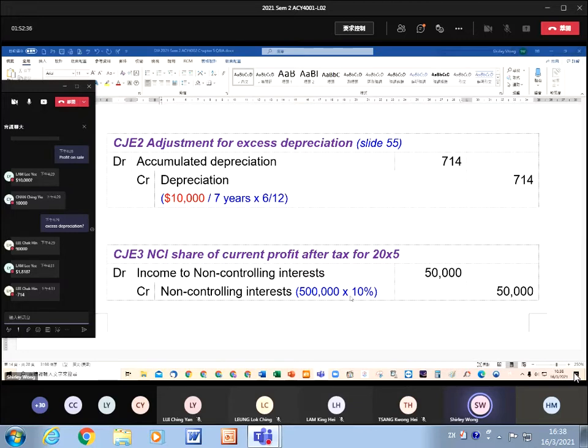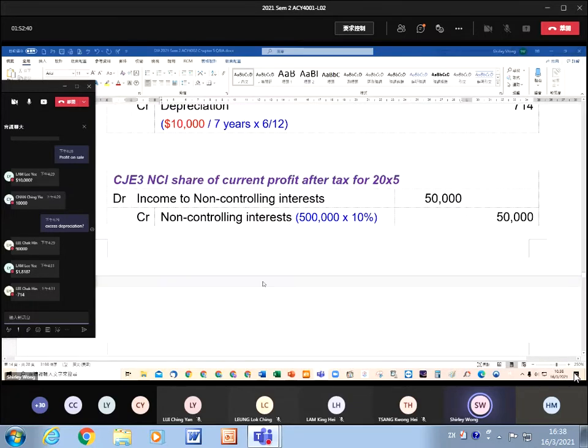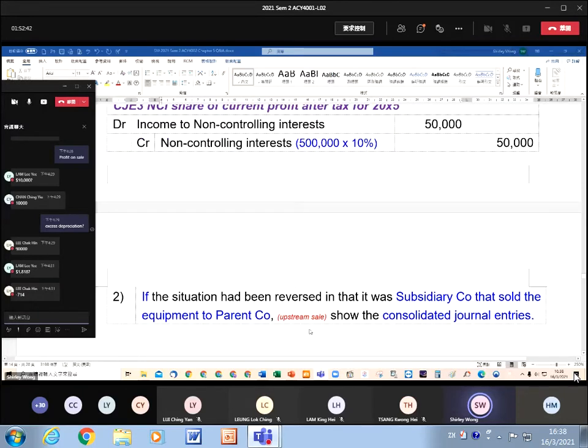So how about if the situation is changed? Assume that all the figures remain the same, but this time we make it become upstream sales. So this is requirement number 2. If the situation had been reversed, and now it's the subsidiaries company that sold the equipment to the parent, that we'll call the upstream sales, and then it asks you to prepare the consolidated journal entry.